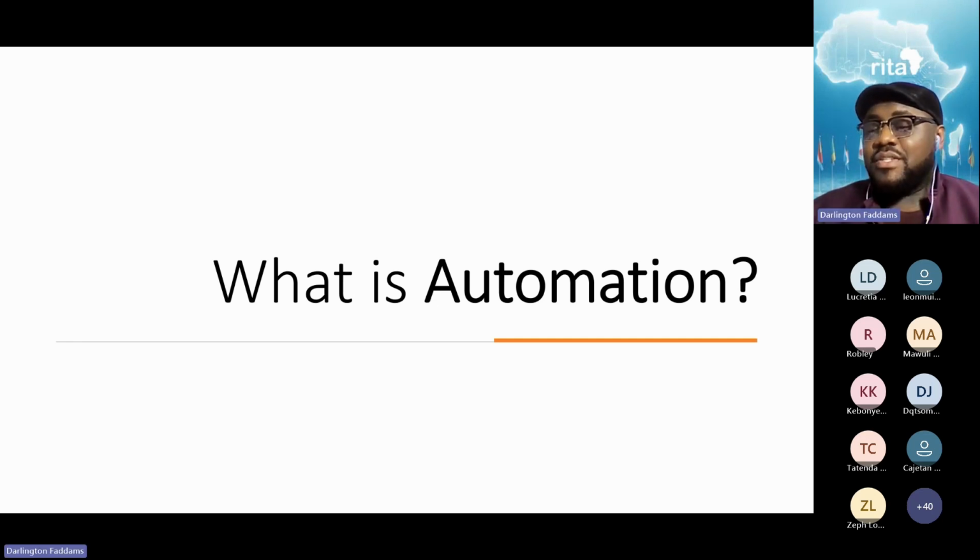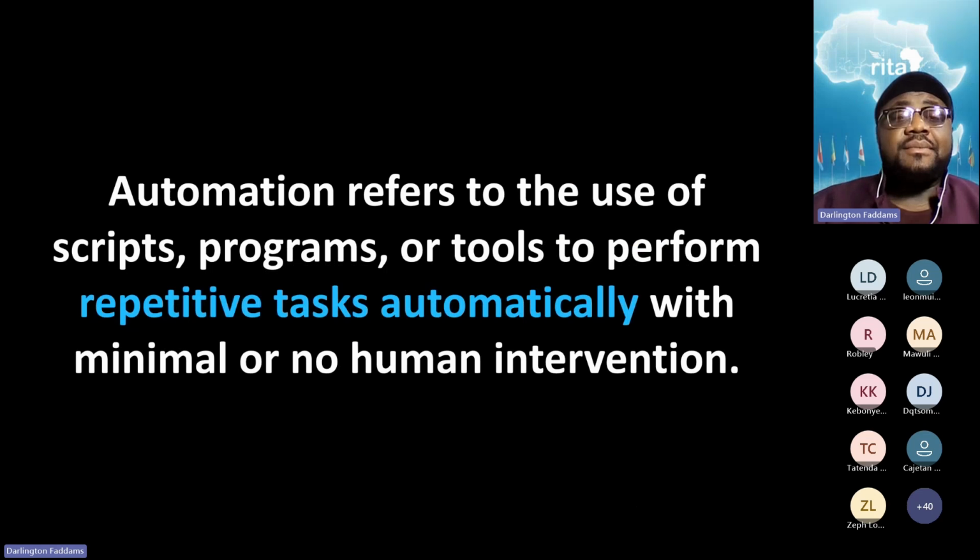All right. So someone said using scripts to perform repetitive tasks. Thank you, Mike. That is wonderful. So automation refers to the use of scripts, programs, or tools to perform repetitive tasks automatically with minimal or no human intervention. All right. Timothy says, I'm coming. We are waiting for you, Timothy. All right. So when we say automation, this is what we mean. And it's important to understand that Python is a tool that we can use to do automation.